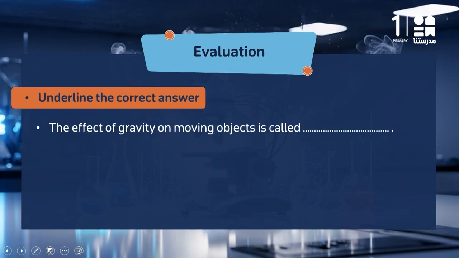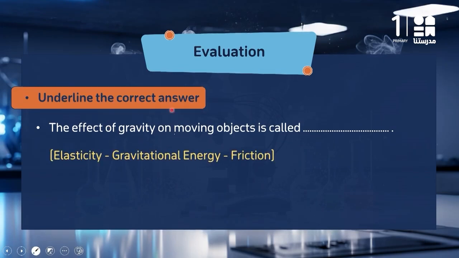Number 2, the effect of gravity on moving objects. Here, the keyword is gravity. As we said, we have a type of energy that depends mainly on or is affected by the gravity. From its name, what will be the answer? Think. It's a type of potential energy affected by the gravity. The answer will be gravitational energy.